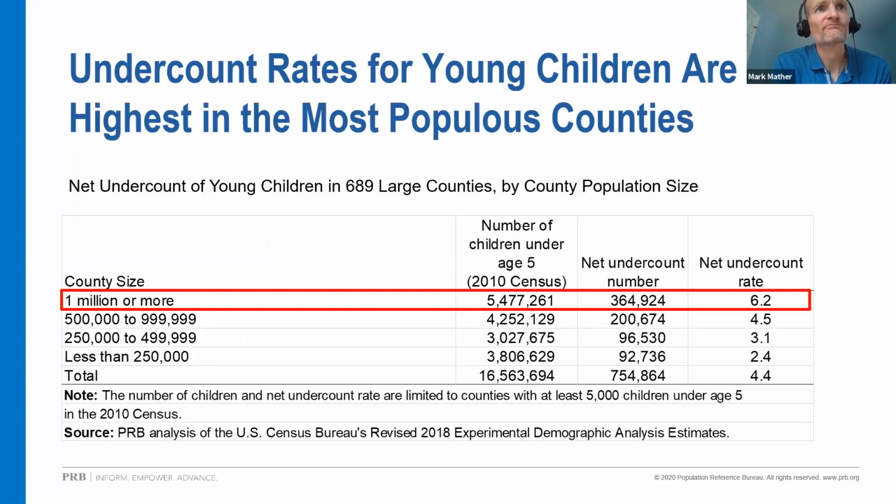But the results show that the undercount rates are highest in the most populous counties. So I've highlighted that. I've put that in red here on this chart. You can see that for counties with at least 1 million or more people, the net undercount rate of young children was 6.2%, so much higher than the average across all of the counties. And then for counties with less than 250,000 people, it drops down to 2.4%. So there's a big difference there, and it reinforces or supports us just using these data for larger counties in the country.